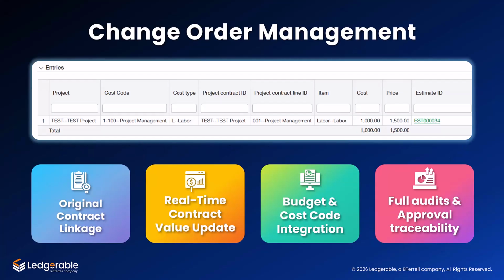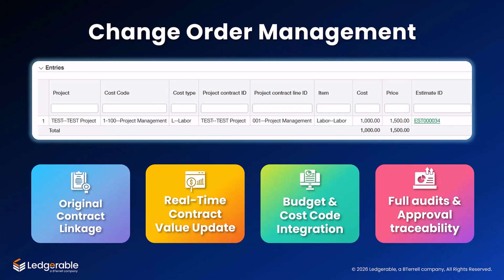Let's start with the first one, change order management. In construction, this is something that happens all the time. Scope changes, client requests, adjustment during the project. And every change has an impact. It doesn't just affect billing, it also affects your contract value, your estimates, and how you track the project overall.